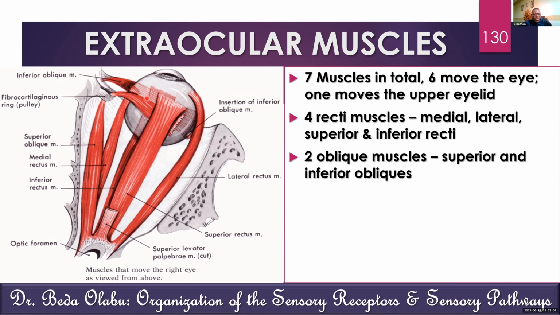So if the eye is already abducted and inferior oblique contracts, it will also rotate just like superior oblique, but it will rotate in the opposite direction. So inferior oblique causes extorsion of the eye.